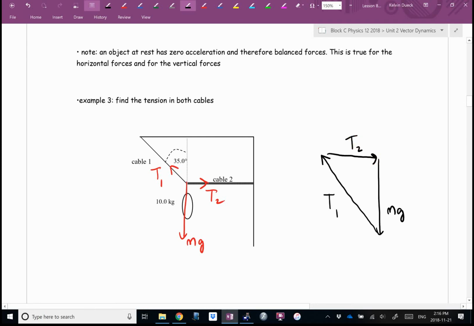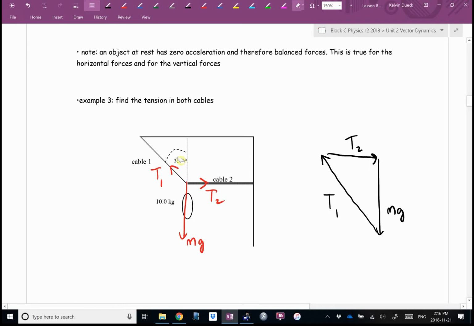By the way, what I haven't done is add these two tip to tail, because the resultant would go that way. What I've done is add 3 vectors together, and I knew the answer ahead of time. It had to be 0 because this thing's not accelerating. What does 0 look like in a vector triangle? Right back where you started from. That's why that arrow points right to where I started from. Why is that so nice?